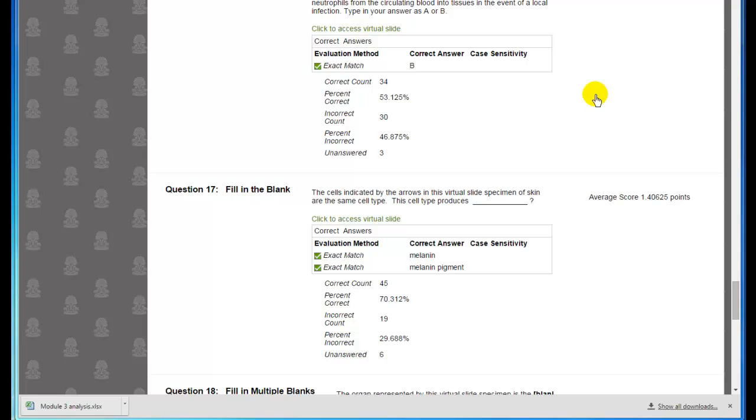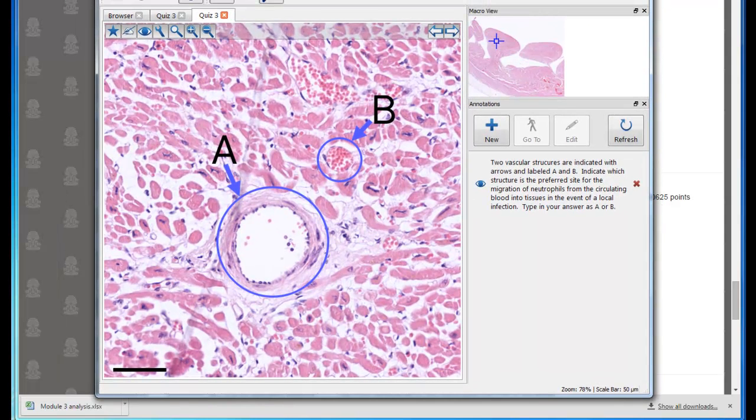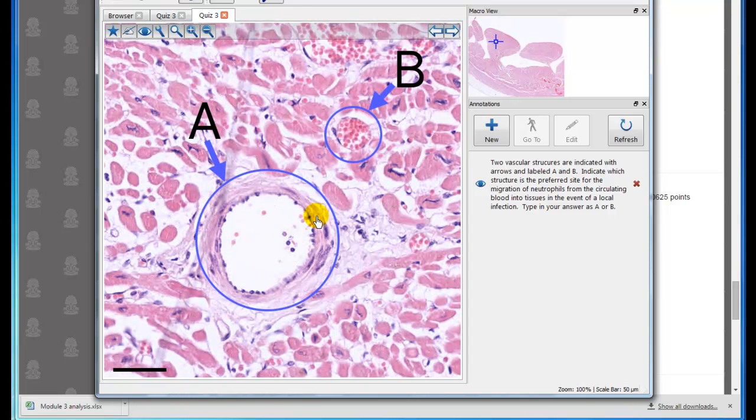Okay, question number 16 was a type-in answer, and about 53% of the class got it correct. You were presented with two vascular structures, and you were asked to say which one, A or B, would be the preferential site for migration of circulating blood neutrophils into the tissues. So here are the two vessels. You can see A and B, and if you magnify that, you can see A has smooth muscle cells around it, fairly large in diameter, and B has just one single layer of endothelial cells. See the flat nucleus here, and red blood cells, and there could be white blood cells anywhere in this vessel, and this is to be a venule.